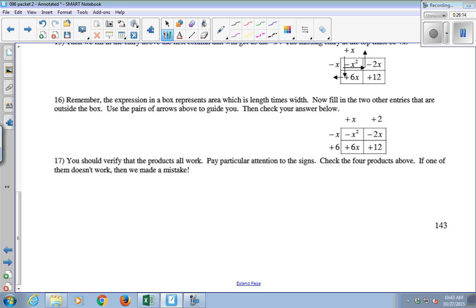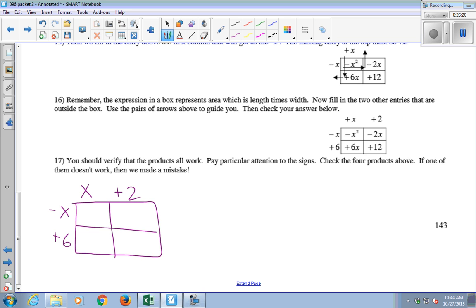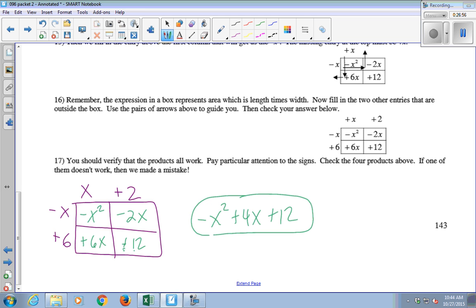And we should verify that this works, right? I'm going to make a 2 by 2 box. Make sure that when I multiply x plus 2 and negative x plus 6, that I get my original expression that I was trying to factor. So when I multiply these, I have negative x squared minus 2x plus 6x plus 12. So when I write those all out, I have negative x squared. Negative 2x plus 6x is plus 4x plus 12. So I just combine those like terms, and that is where I started, right? That is the expression I asked you to factor.